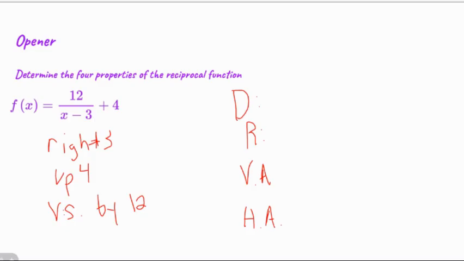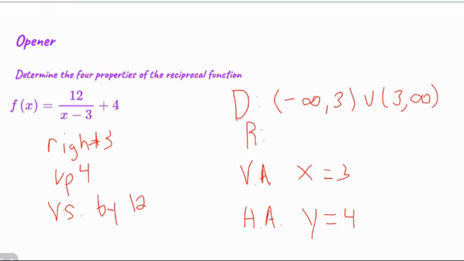So right 3 means our vertical asymptote is at x equals 3. And then horizontal asymptote would be y equals 4. So of course we use the vertical asymptote to form our domain from negative infinity to 3, and then 3 to infinity. And then we use the horizontal asymptote to form our range.